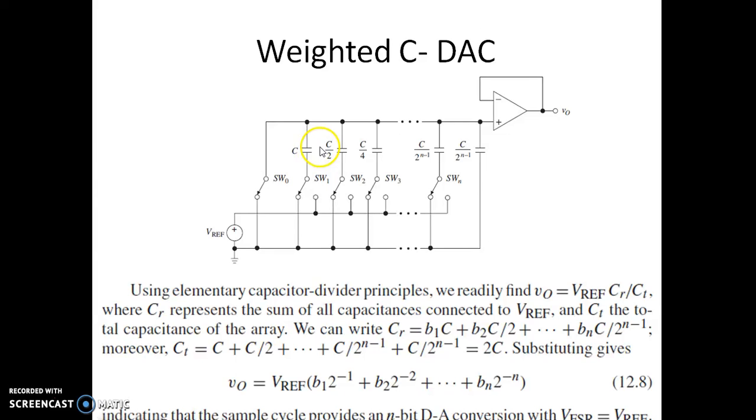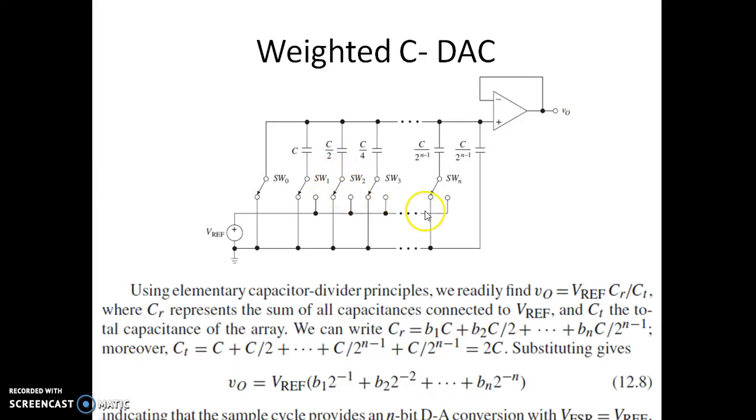Now you can see its weight keeps on reducing at the rate of 2 power n. So this is C by 2, and it is interesting to see the last capacitor has no switch, so it is permanently connected to ground. Its capacitance value is C by 2 to the power of n minus 1. It is necessary to observe that the summation of all the capacitors will always turn out to be 2C. Whether you have 2 bits, 3 bits, or n bits, the sum of all the capacitors, C by 2, C by 4, C by 8 and so on, is 2C.